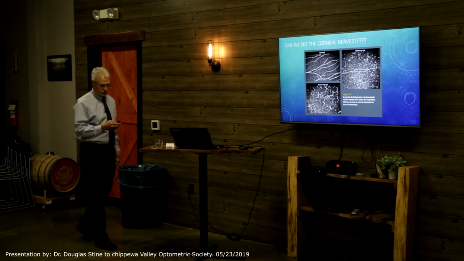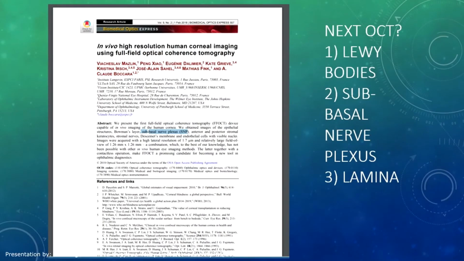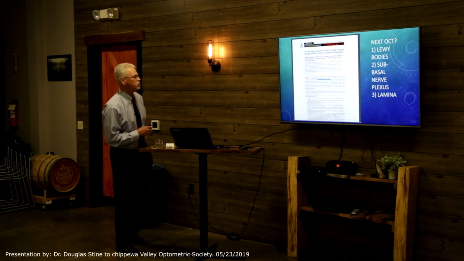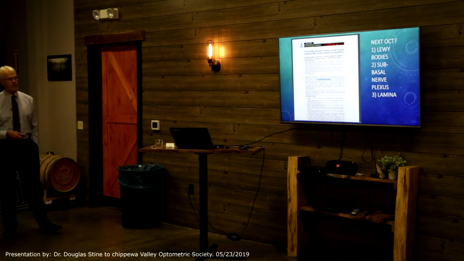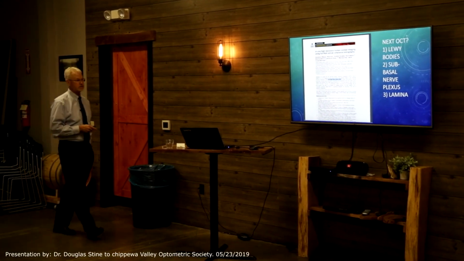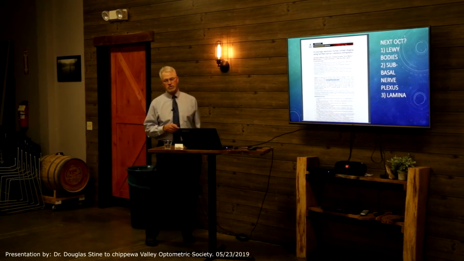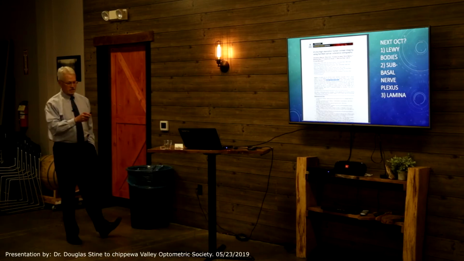So I thought, well, that's unfortunate. I wonder if OCT can take care of it. In vivo high resolution human imaging using full field confocal optical OCT. They are able to visualize the subbasal nerve plexus. So what do you want in your next OCT? You want something that finds Lewy bodies for you, for Alzheimer's. You want to know if the subbasal nerve plexus is damaged. And you want something that measures the lamina. I'm not going to talk about that, but I think it's absolutely fascinating with respect to glaucoma. If we have time, we'll come back to it.